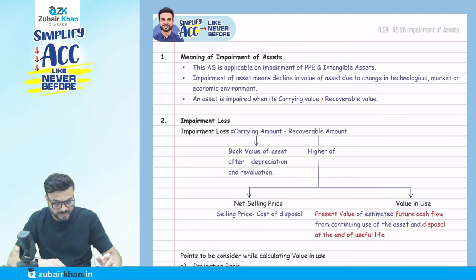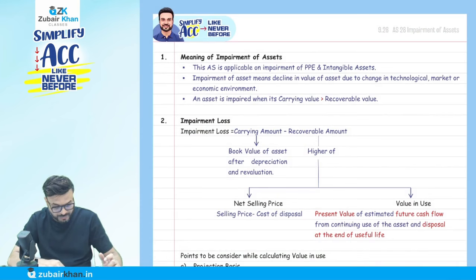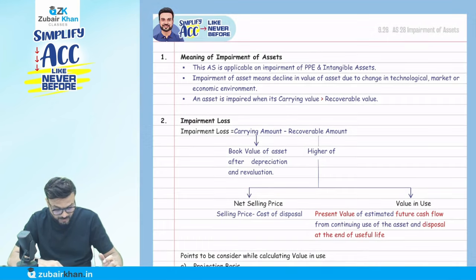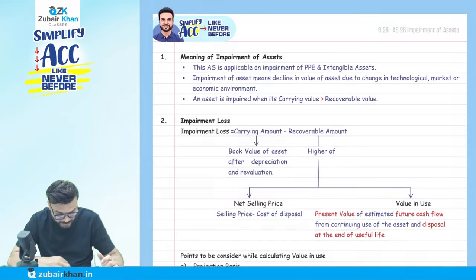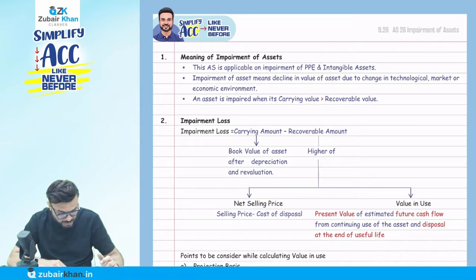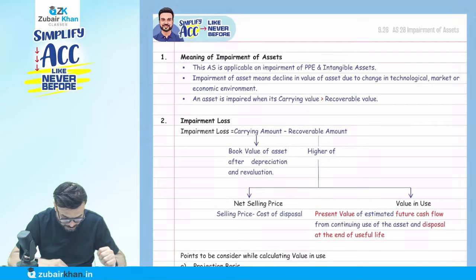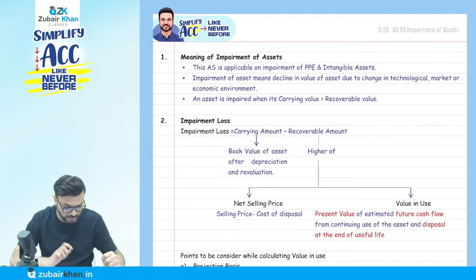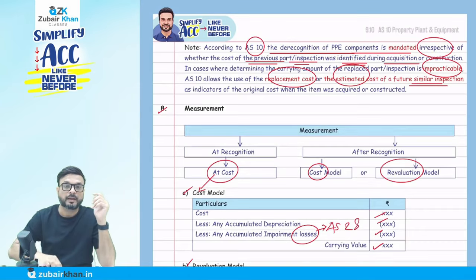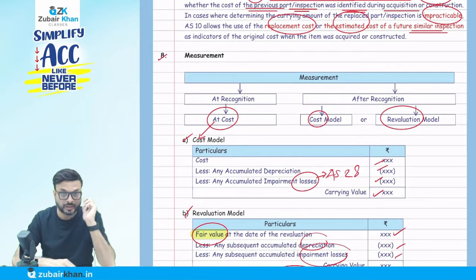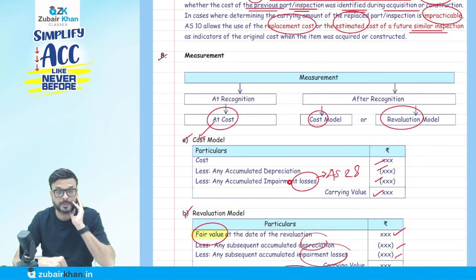If you go to accounting standard 10, it is mentioned how to disclose that. Just give me a minute. Let me show you that. You can see on screen how to present that: the cost minus depreciation minus impairment loss, which is dealt with by accounting standard 28. This is what we are covering today.